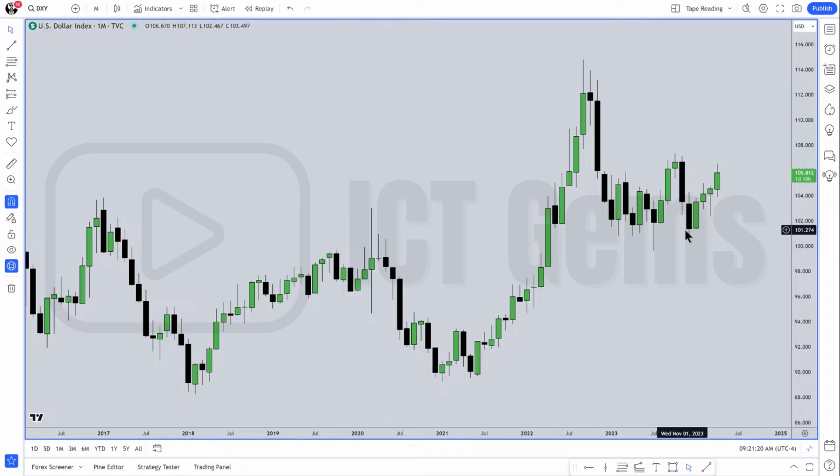Below us, where did we come from? Well, we came from this low here. What did that do? Consequent encroachment. This wick. Wicks are gaps. Okay, that's how you should look at it. So whenever you see a wick like this and it created a turning point, a lot of folks will look at, if they're bearish, they're going to see that low as support.